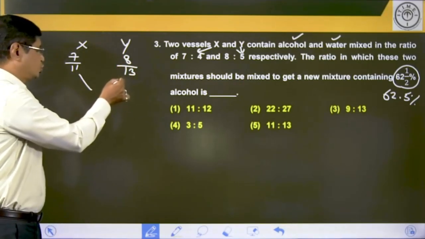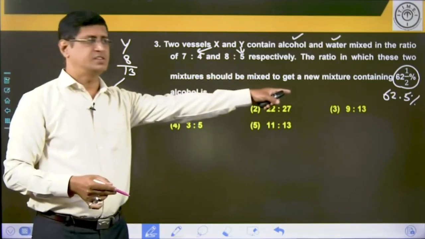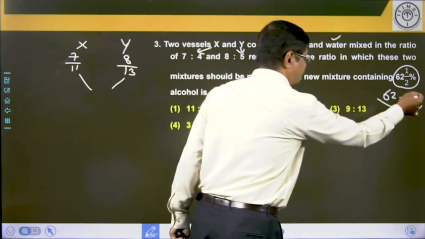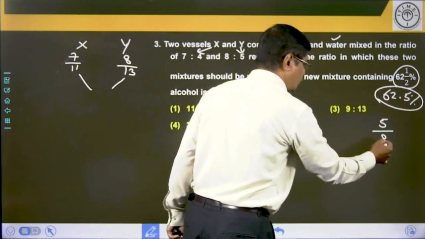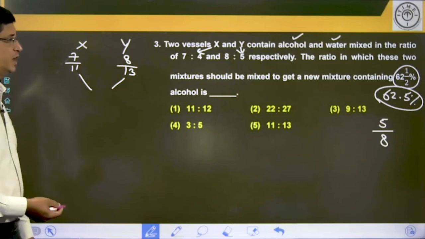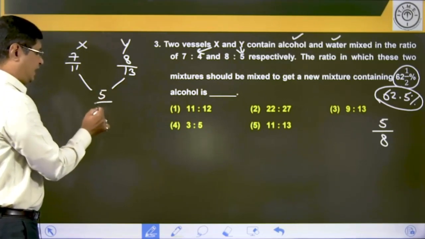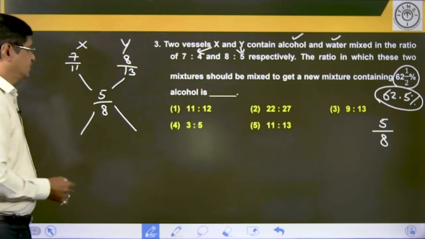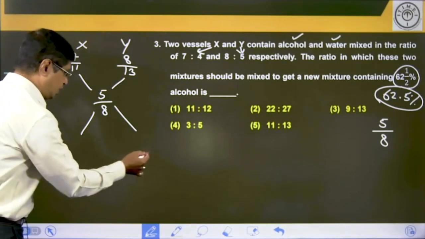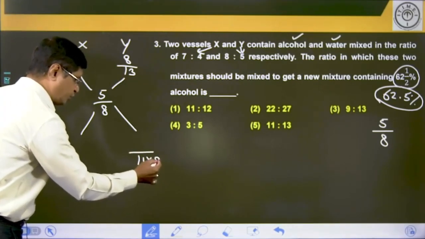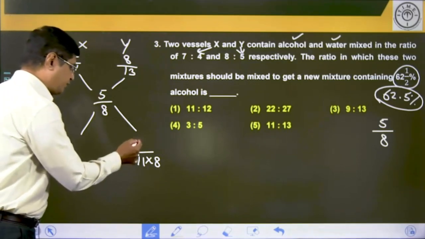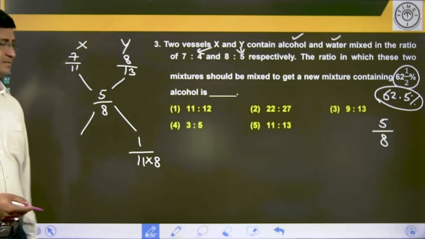Now by mixing these two, we get a new mixture which has 62.5% alcohol. Now 62.5% means the equivalent fractional value is 5 by 8. So 5 by 8 is equal to 62.5%. Just observe the difference here: 7 by 11, 5 by 8. The difference of these two. Here denominators 11 into 8, of course 88. 8 into 7, 56. 5 into 11, 55. 55 and 56, the difference is 1.